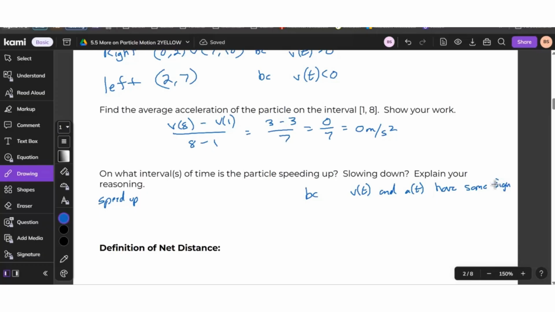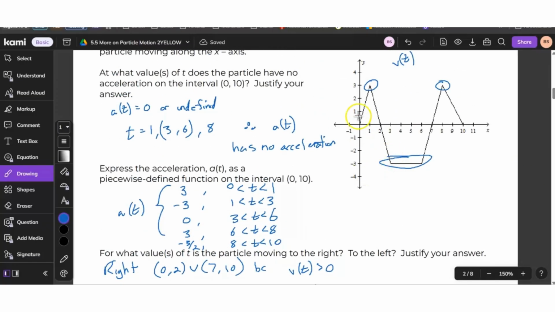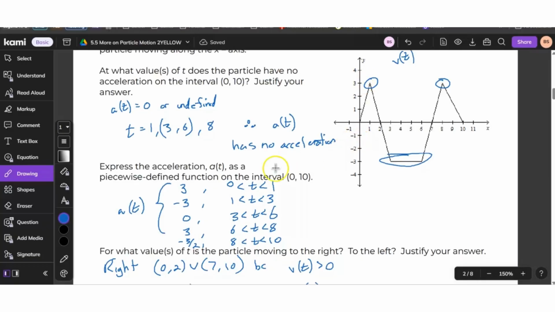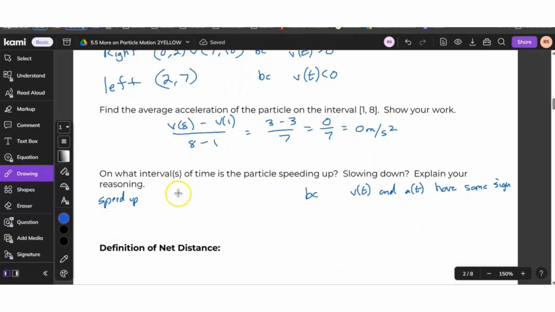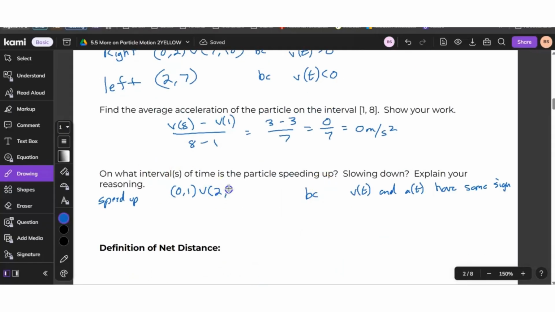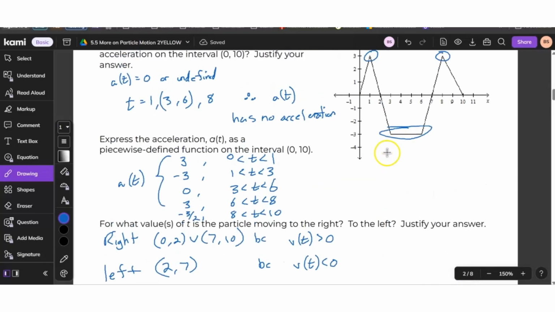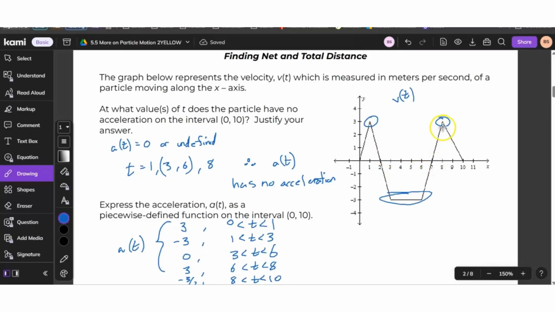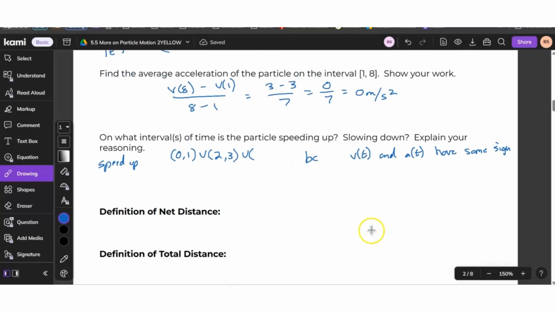So where would they have the same sign? It's when the velocity is positive and the slope is positive. So that would be from 0 to 1. It's also going to be from 2 to 3, where the velocity and the slope are negative. And then the other one is when the slope is positive and the velocity is positive, so from 7 to 8. Yay, we're done.